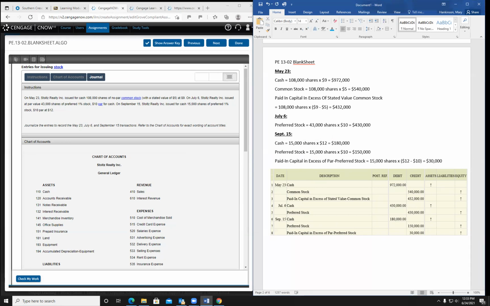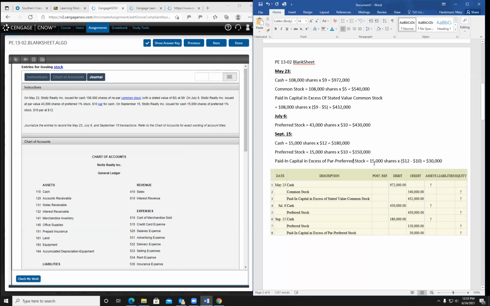I'm going to fix that typo real quick. Now, because we issued the stock at a higher value than its stated value, we're going to have a paid in capital in excess of par for preferred stock. And again, you can do the math two different ways.